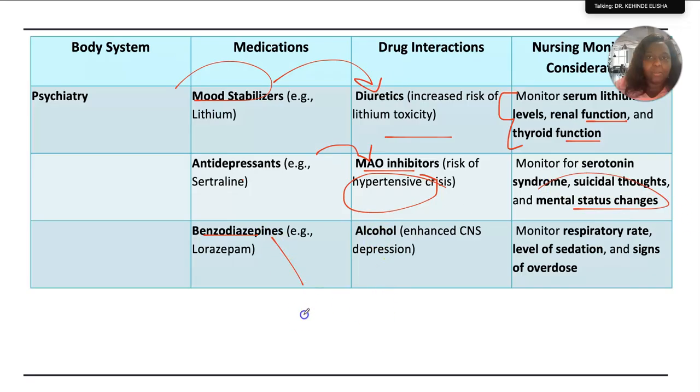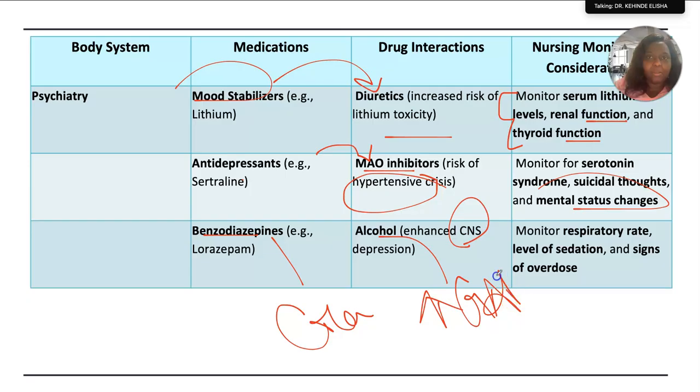With benzodiazepines, don't forget they work on the GABA receptor site. Alcohol, by the way, also enhances CNS depression. And what neurochemical is increasing with alcohol? We definitely see an increase in GABA also with alcohol use. So that is sedation right there. We have to keep an eye on the respiratory rate, because the respiratory rate is prone to getting what? Depressed to the level of sedation. So we also have to watch out for signs of overdose.